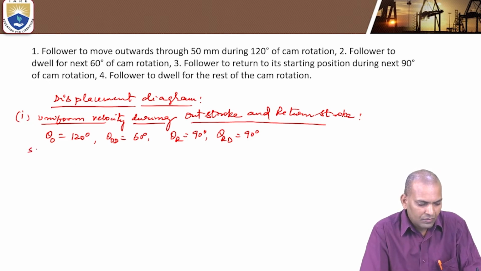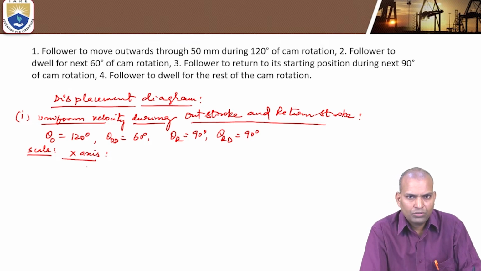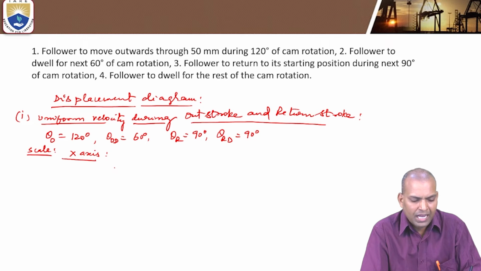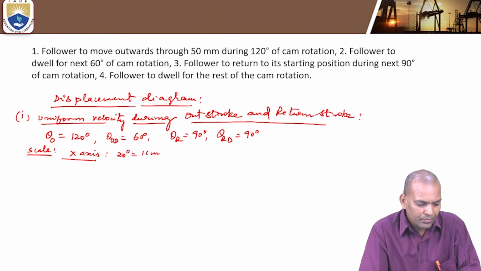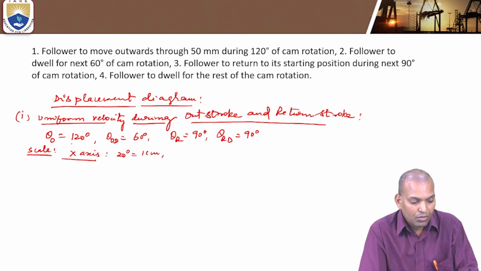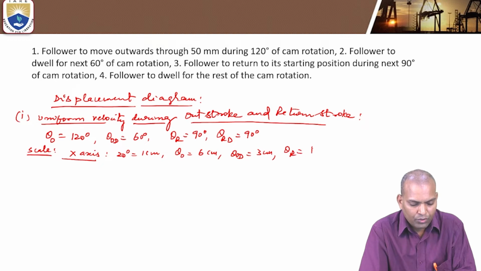For the displacement diagram, we have to take the scale on the x-axis. On the x-axis we plot the independent parameter, that is the angle of cam rotation. We consider 20 degrees equal to 1 centimeter. Then theta O becomes how much? 6 centimeters. Theta OD becomes 3 centimeters. Theta R becomes 4.5 centimeters. Theta RD is also 4.5 centimeters.